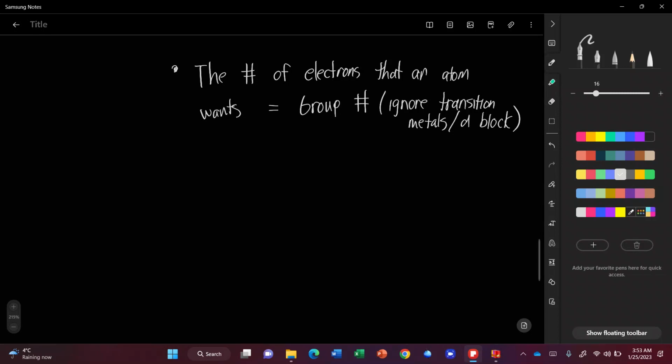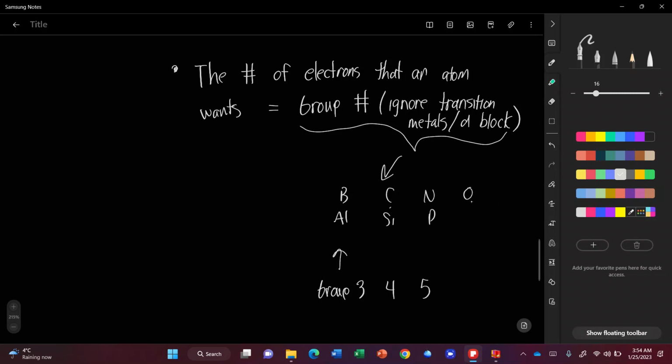If you're looking at the periodic table, what I mean by ignoring them is that boron and aluminum, even though they're technically group 13, don't count the transition metals, which are 10 groups wide. So that would actually be group 3. Carbon and silicon would be group 4. Nitrogen and phosphorus would be 5. Oxygen and sulfur would be 6. Fluorine, chlorine, bromine, and iodine would be 7.